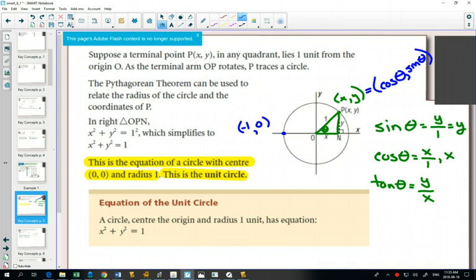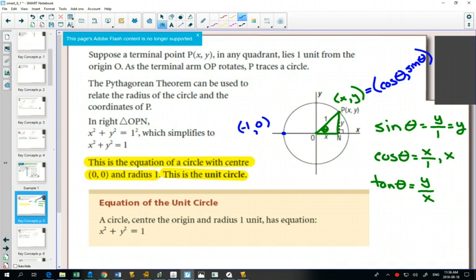Because we can take any random triangle and we can say the x coordinate is always going to be cos and the y coordinate is always going to be sine of the angle. If I use 180 degrees, I can just look at this and say I know that cos of 180 degrees is negative 1. I know that sine of 180 degrees is 0.